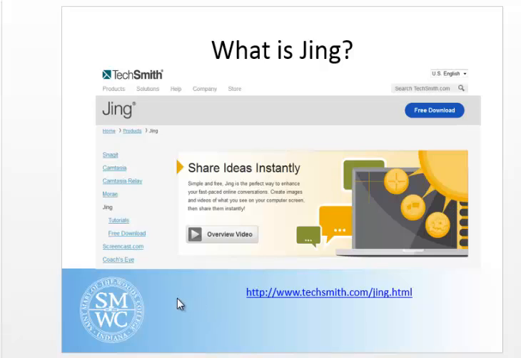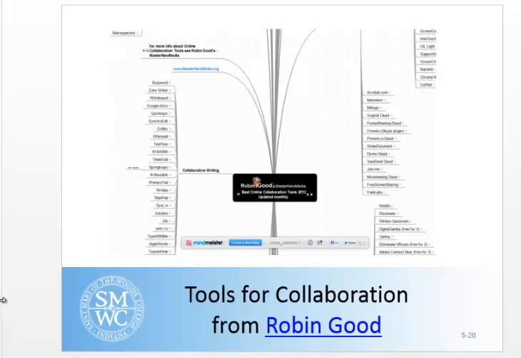I'm actually working with the paid version of a similar product made by TechSmith, with the same idea, except no 5-minute limitation. I do talk about tools for collaboration from Robin Good.